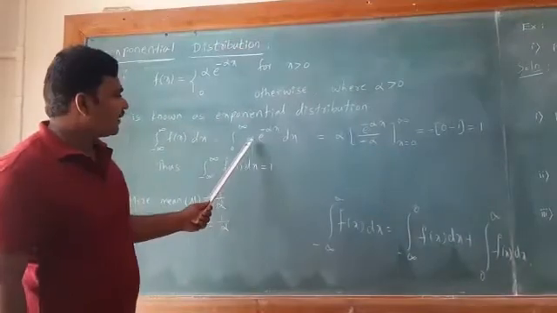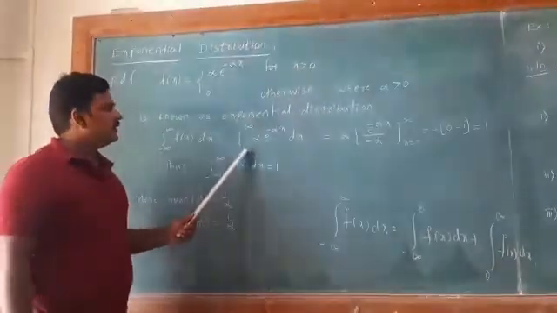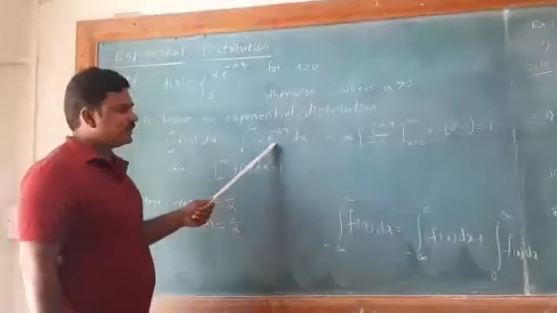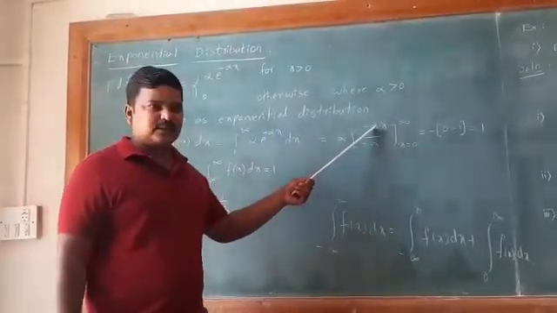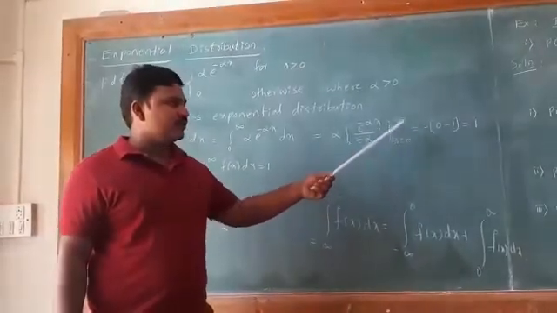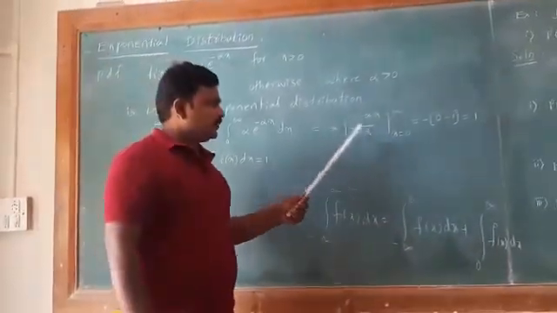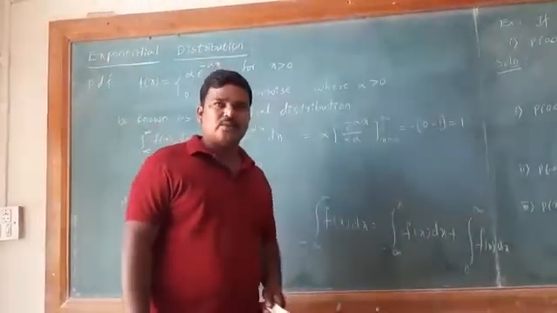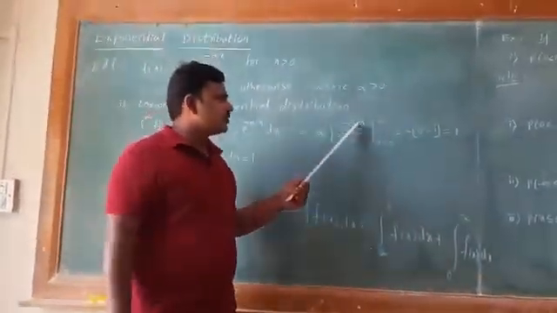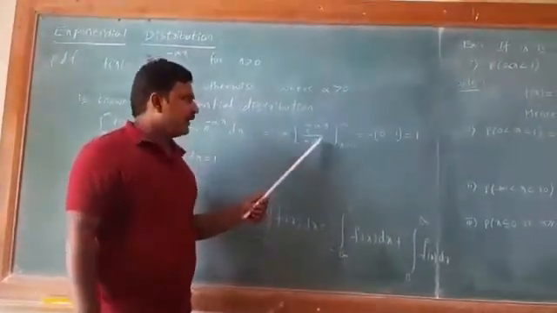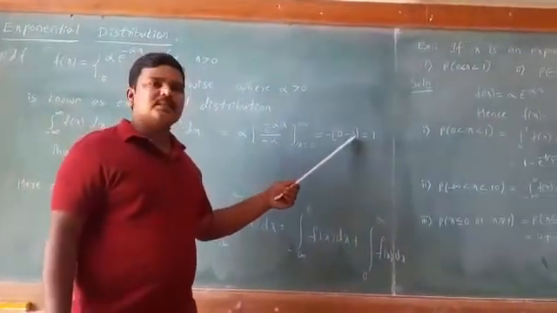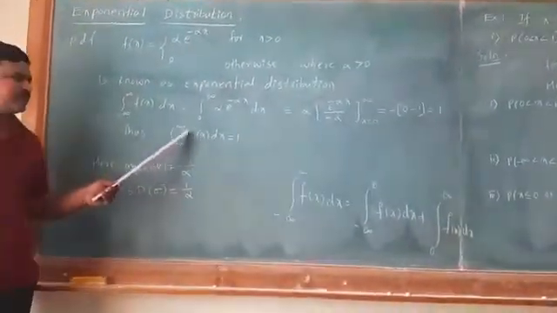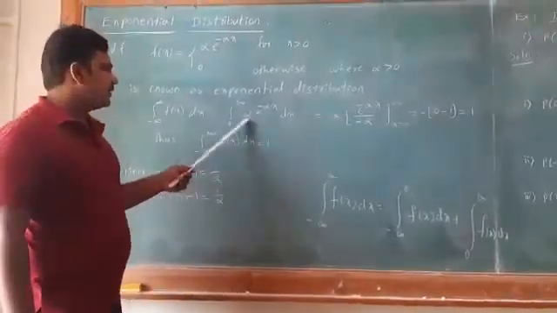Now we can simplify this. Alpha is a constant, take it outside. The remaining is the integration of e raised to minus alpha x, which is e raised to minus alpha x divided by minus alpha, with limits x equal to 0 to infinity. Alpha gets cancelled, the minus sign remains. Put the upper and lower limits: e raised to minus infinity is 0, minus e raised to 0, and e raised to 0 is 1. So 0 minus 1 is minus 1, and minus of minus is plus 1. Thus the integration of minus infinity to plus infinity f of x dx is equal to 1. This is the condition we can remember.